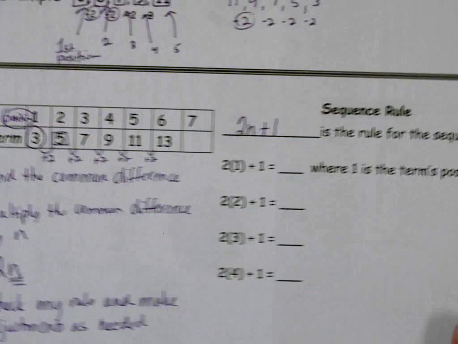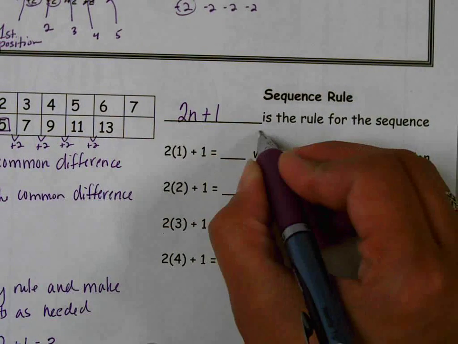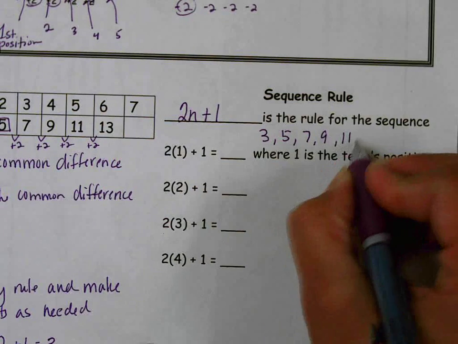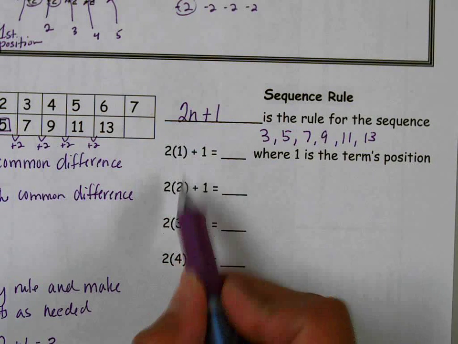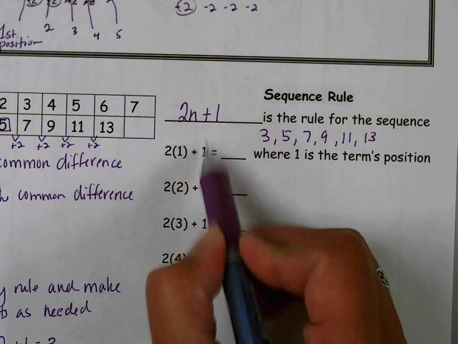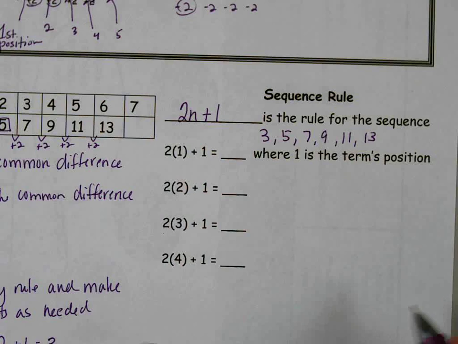Now I want to check it and make sure that this actually matches my sequence. So my sequence was 3, 5, 7, 9, 11, 13. So if I go in and I substitute the position number for n and add 1, my output should match my sequence.